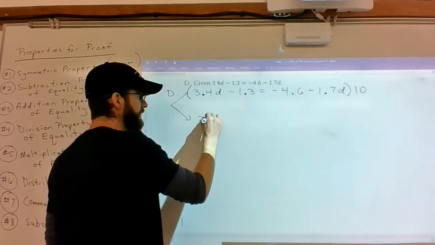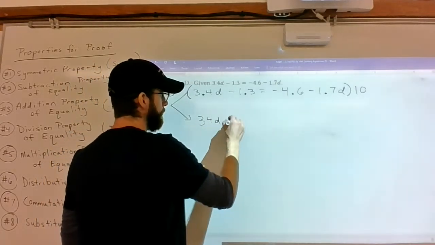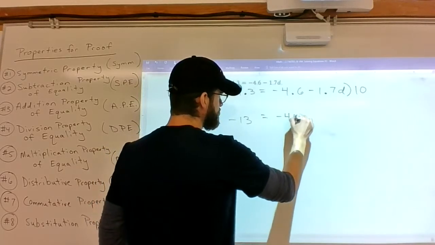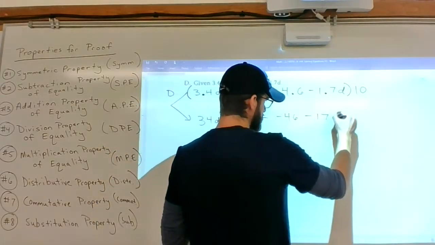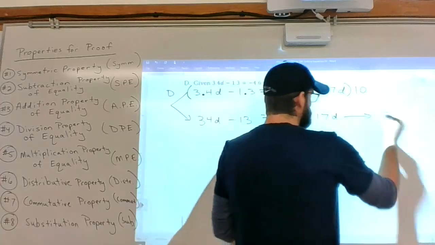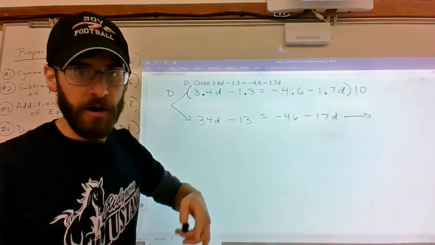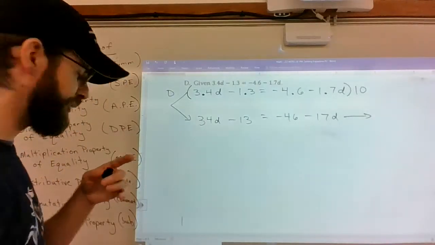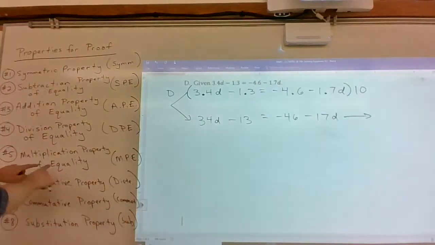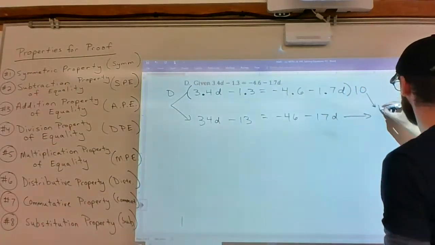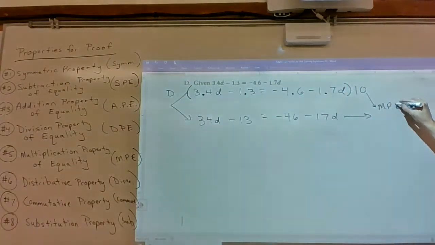So 34D minus 13 equals negative 46 minus 17D. So that's us using both the distributive property and the multiplication property of equality. So MPE and the distributive property.